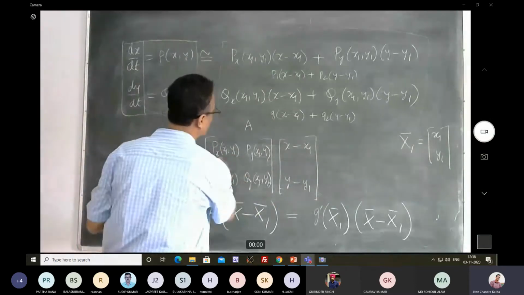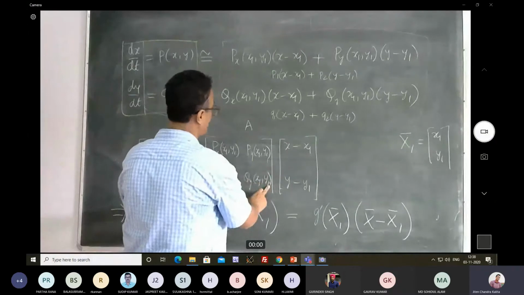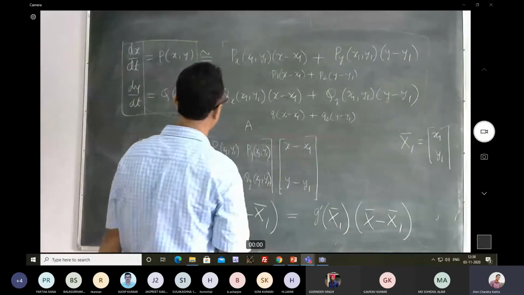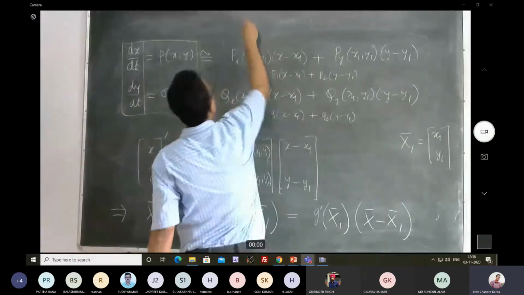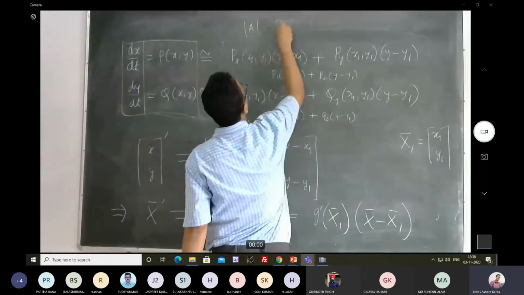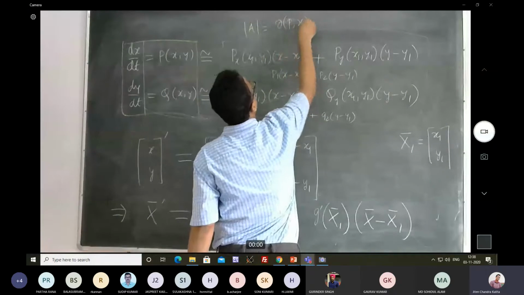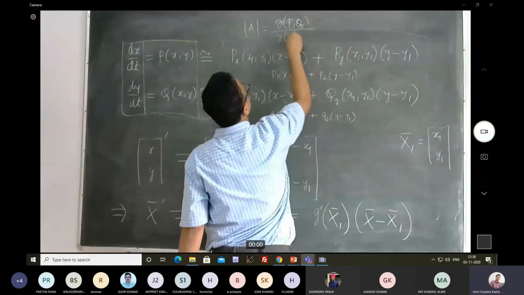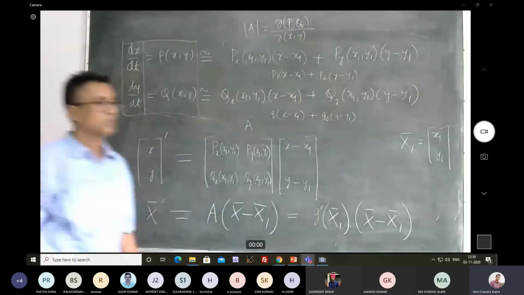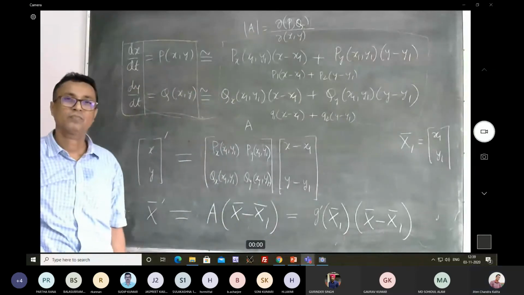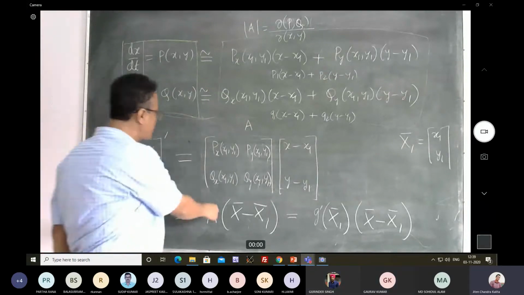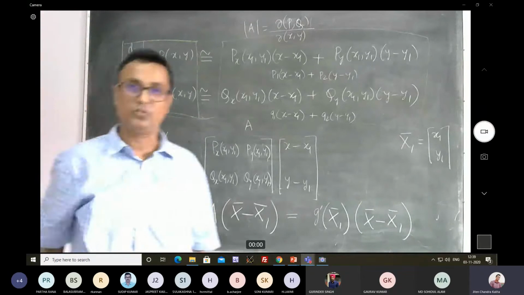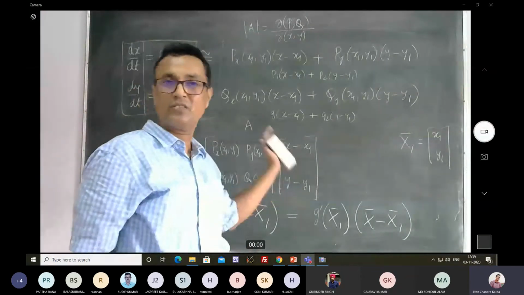See now, if you look at this expression of A, if you want to find out the determinant of the matrix A, then the determinant of A is simply going to be the Jacobian of P and Q with respect to x and y, isn't it? Right? So that is why this matrix is called the Jacobian matrix also. Okay, so you know the meaning of this, right?